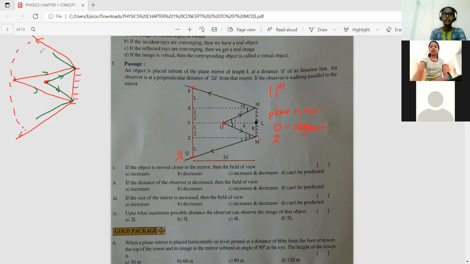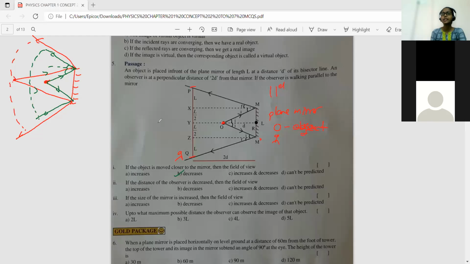Now you can observe that initially the field of view is more. Because the rays go like this, the field of view will decrease when the object is moved closer to the mirror. When the object is moved closer to the mirror, the divergence of the incident rays decreases, because this angle decreases. So the field of view will decrease. Hope it is clear, children. For the first question, if the object is moved closer to the mirror, the angle between them decreases, so the field of view will decrease.